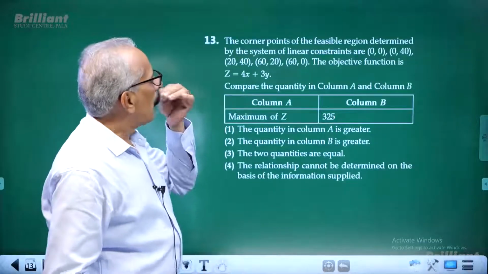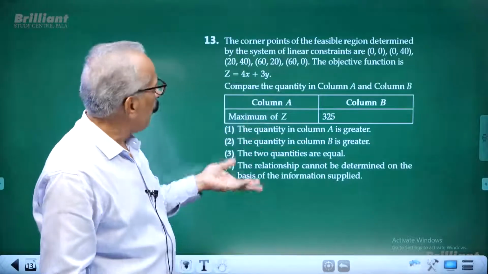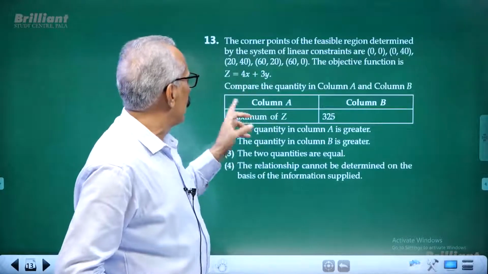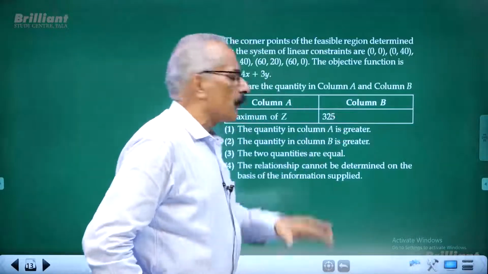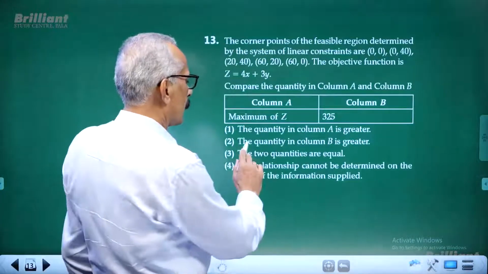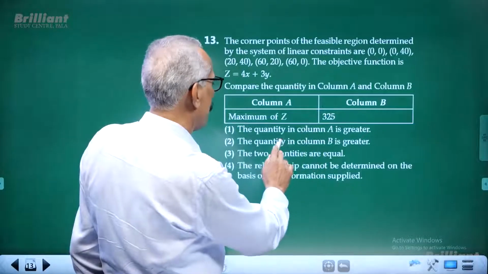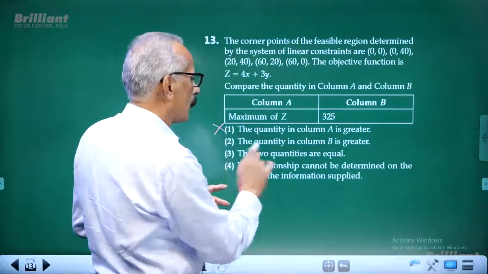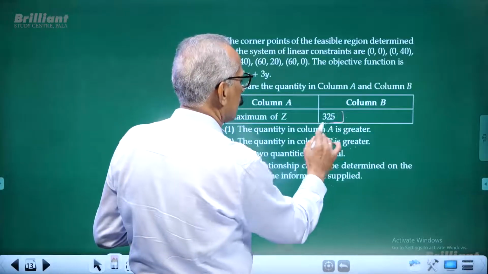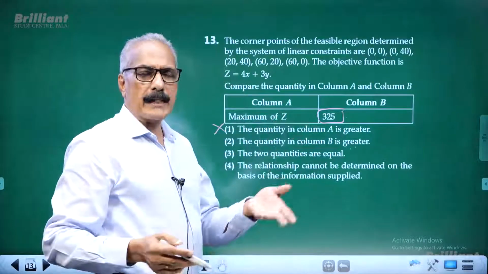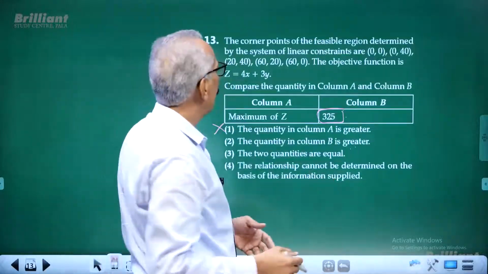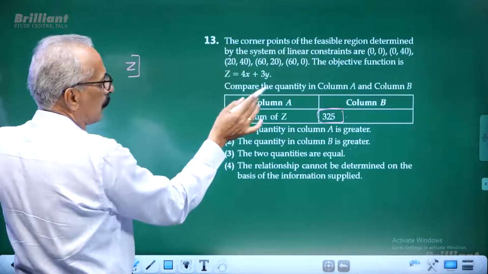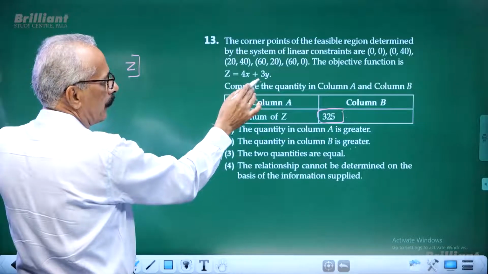13. The corner points, many a times I told you also in these discussions, corner points of the feasible region are determined by Z is equal to this. Compare this quantity, that is 325. The quantity in column A is this. The quantity in column B is greater, that means you have to find out the maximum. If this is the maximum or bigger than the maximum, it's okay. So Z you have to calculate. Z at 0, 0 we don't want. 0, 40 we take it, 120, not necessary.